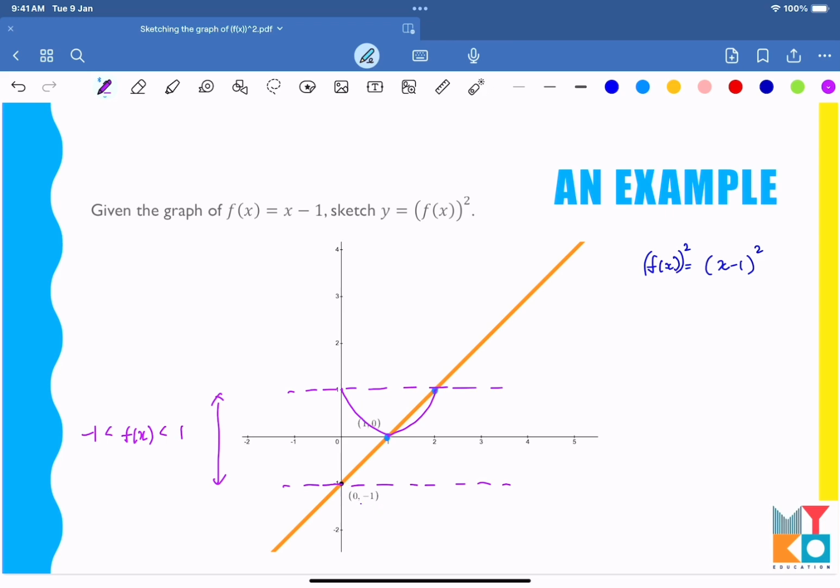Note that the y-intercept, which is (0, -1), when you square it, becomes (0, 1). So the new y-intercept is going to be at (0, 1). Beyond this region, the graph will increase, because when you square, say, 2, you get 4, which means the y value is bigger after squaring. The graph will increase faster than the straight line, and this becomes your parabola, y equals f of x squared, in this case (x minus 1) squared.